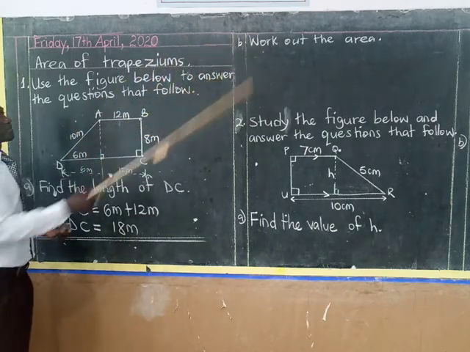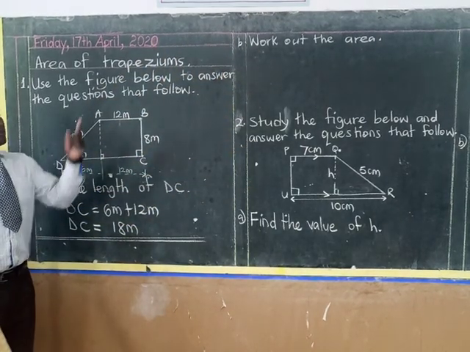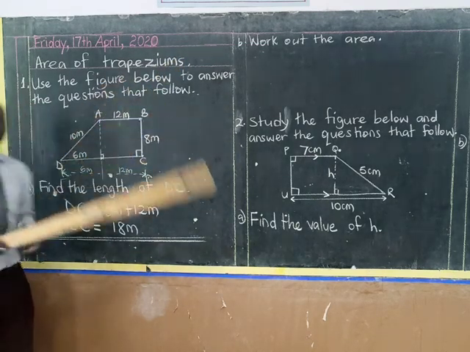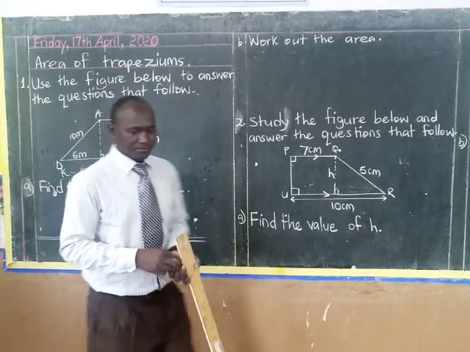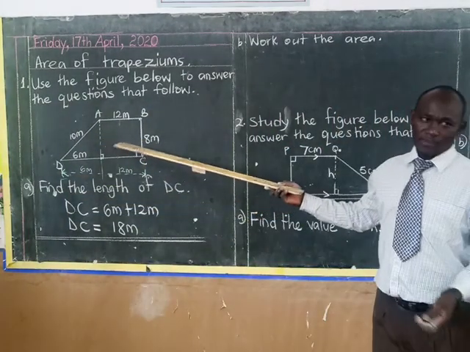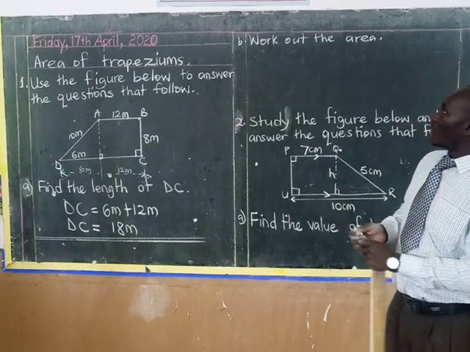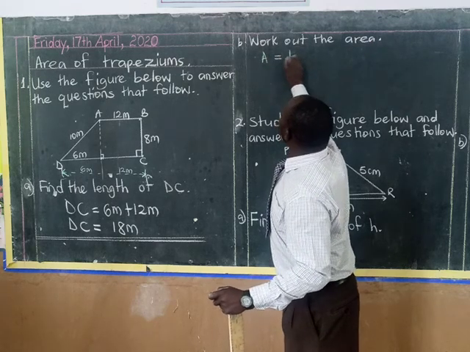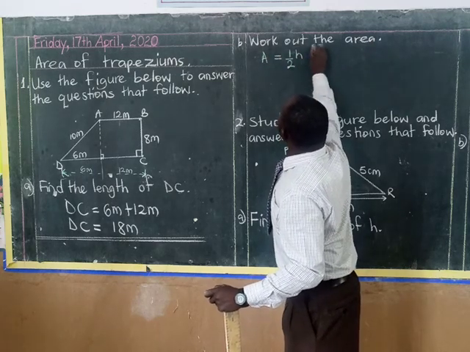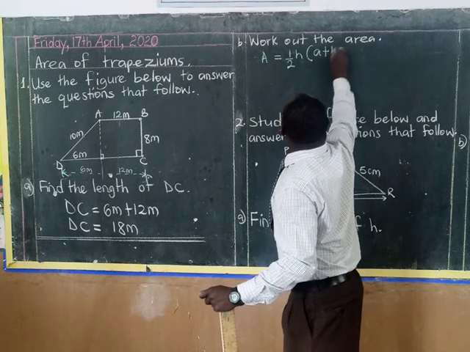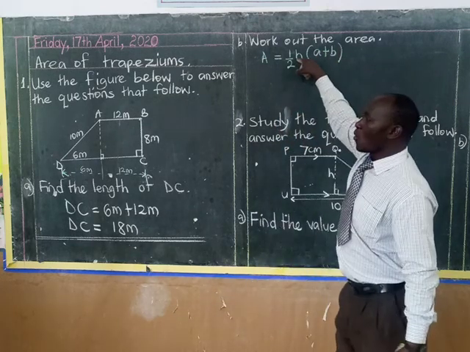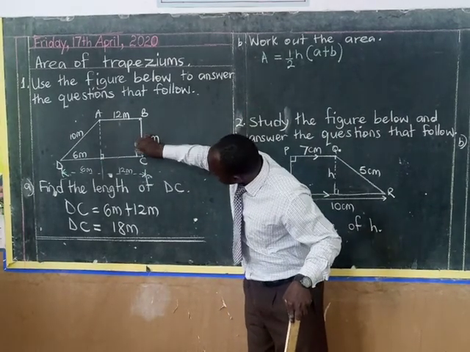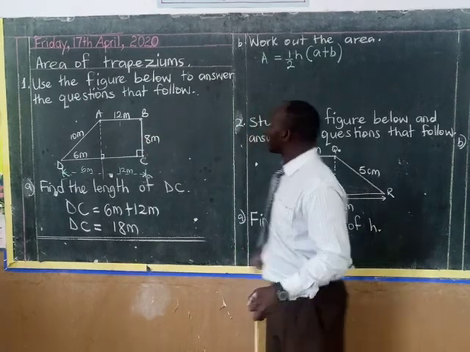Let's look at part B. Work out the area. It's still connected to our question number one. Basing on what you had from the previous video, it is still the same figure, a trapezium, which makes us have the same formula: area is equal to a half height into A plus B. When you talk about the height, we mean the perpendicular height, the height which has a symbol of 90 degrees, not another thing.